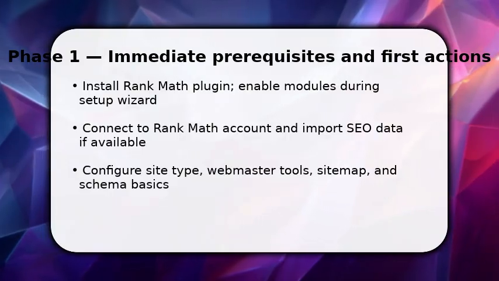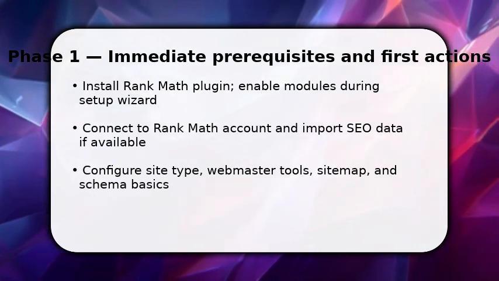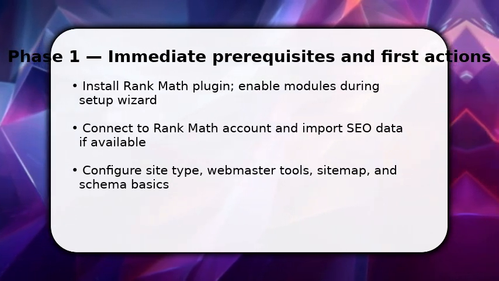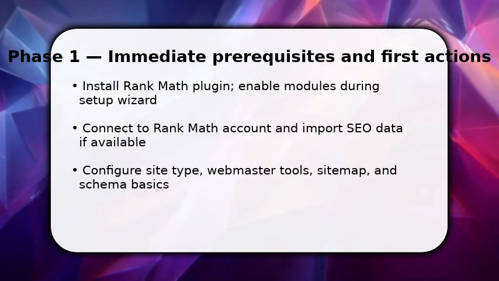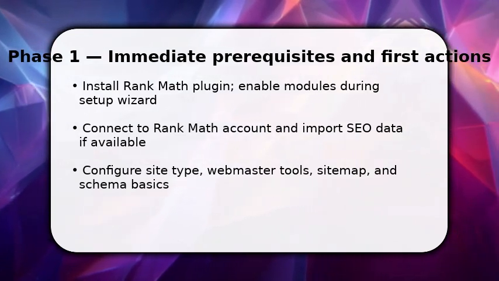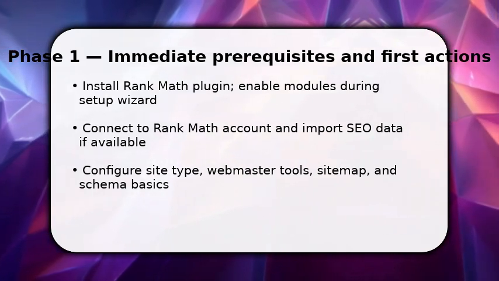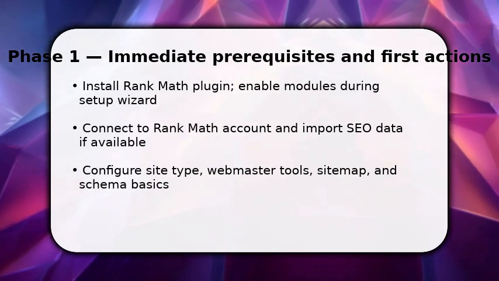You'll start with Essentials. Install Rank Math and run the setup wizard so core features are active. Choose your site type and connect your Rank Math account. This syncs settings and access to advanced tools. Once done, import SEO data from existing plugins to preserve rankings. Make sure sitemaps and basic schema are enabled now because they affect indexing and rich results immediately.